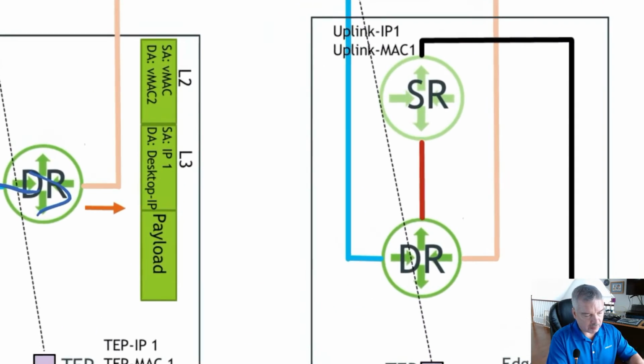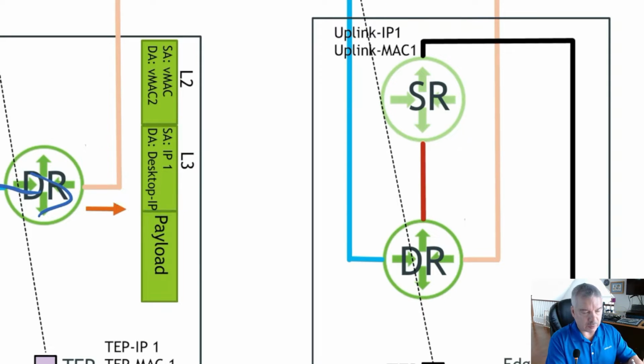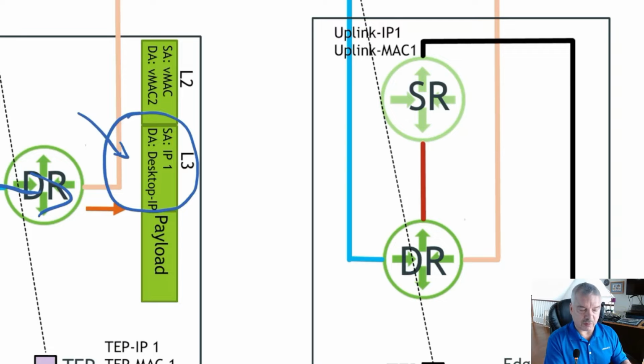The layer 3 stuff's going to stay the same. The source IP is IP1. That's where it came from, the blue VM. The destination is the physical desktop IP. That hasn't changed. What does change is the layer 2 stuff.